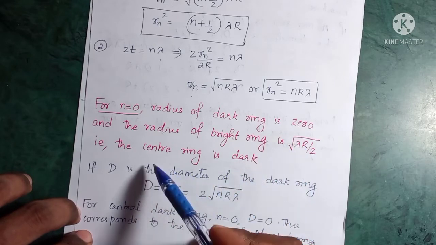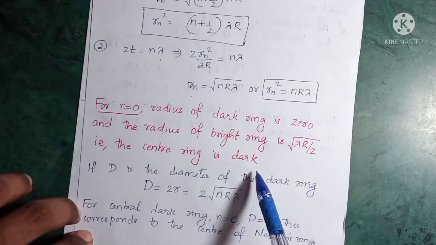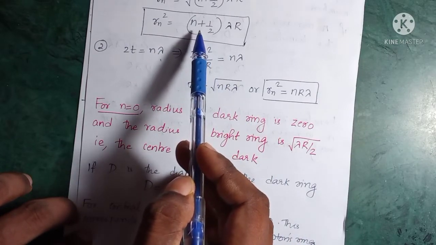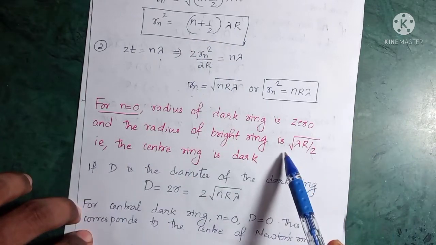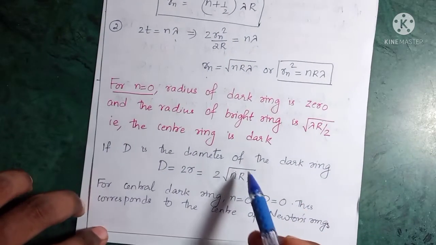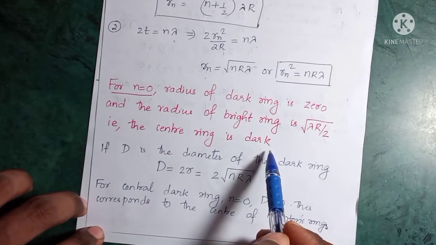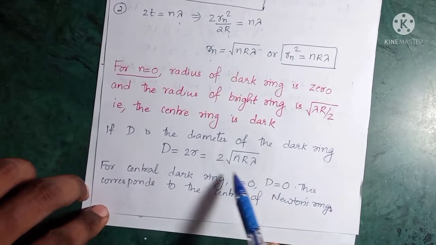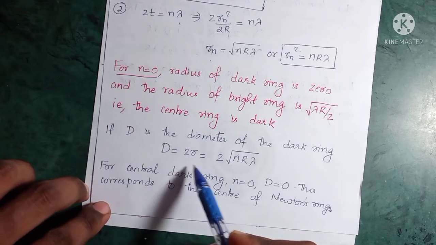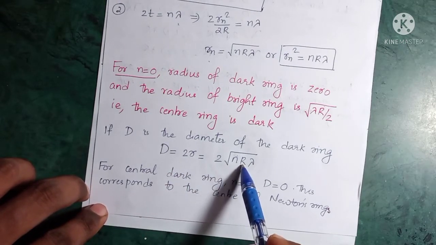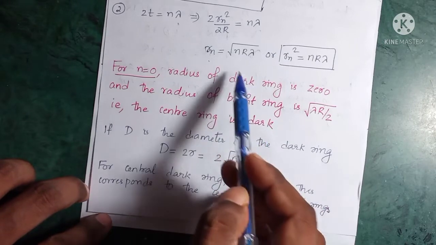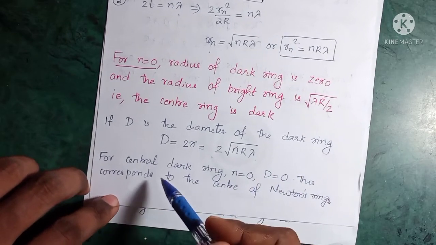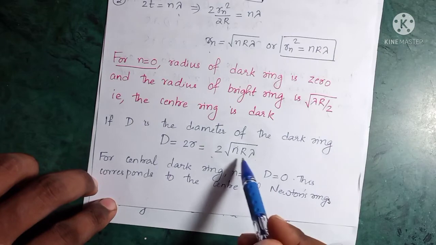That means the central ring is dark, while the radius of the bright ring, when we substitute n equals 0, becomes root over lambda R upon 2. So the central ring is dark because its radius is 0. And now the diameter of the dark ring can be obtained by taking 2 times the radius. So 2 times root over n R lambda gives the diameter of the dark ring. So for the central dark ring, we know the diameter is 0 since n equals 0.